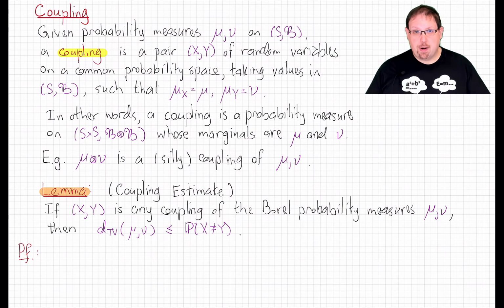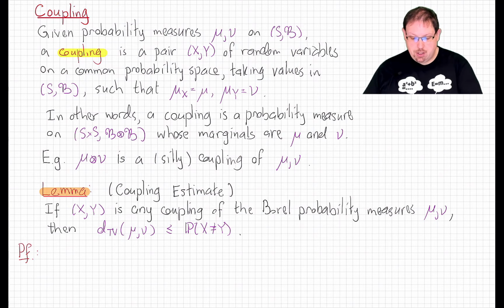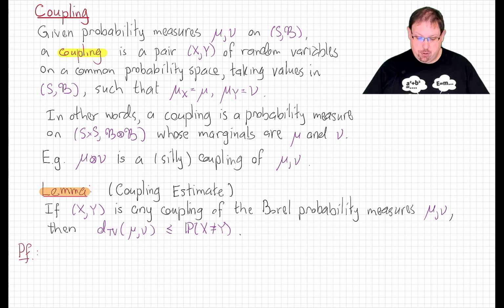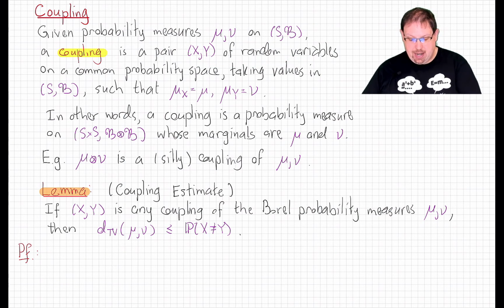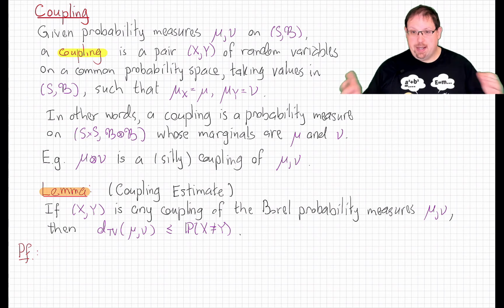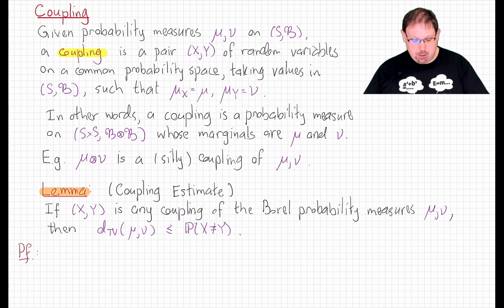A coupling of two probability measures is really just a realization of those measures as the laws of two random variables on a common probability space. That is, given two probability measures on the same sample space, a coupling of those two measures is a pair of random variables, x and y, on a common probability space that have those measures mu and nu as their individual laws. We could also dispense with the idea of random variables and just consider a coupling to be a joint law. That is, we're just finding some measure on the product space whose marginal distributions are mu and nu.